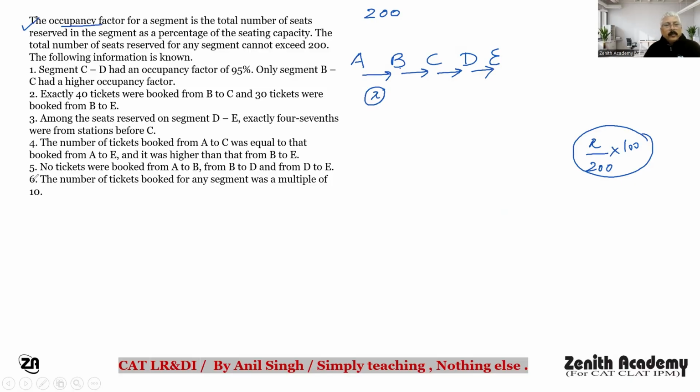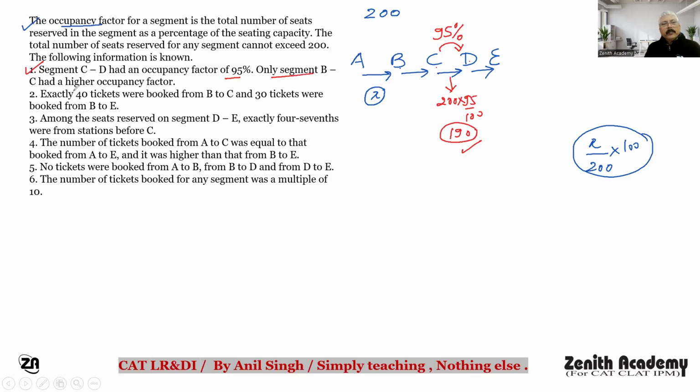Now see point number one. Segment C and D had an occupancy factor of 95%. C और D के बीच जो occupancy factor है, it is 95%. It means between C and D, the total seats reserved are 95% of 200, which is equal to 190. So this is very clear data given. Between C to D, 190 seats are reserved.